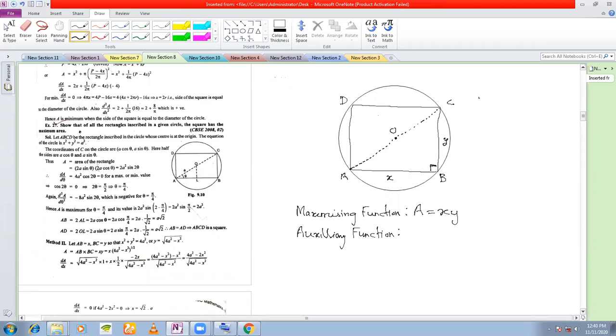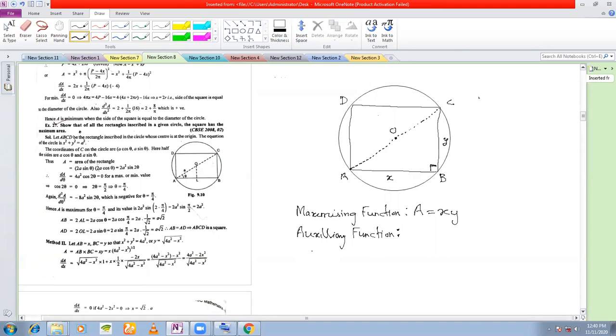Now we will note that area has two variables, x and y, which makes it difficult for us to work with two variables. So what I'm going to do here is remove either x or y from the maximizing function to make it into a single variable. With the help of what? With the help of this auxiliary function. Let us find out what this auxiliary function is.